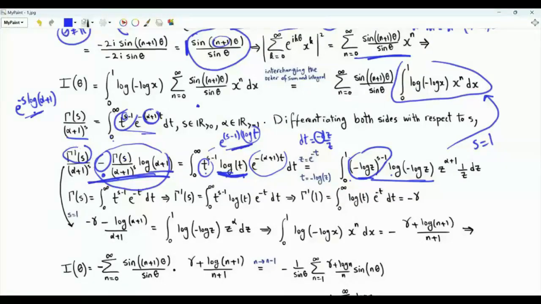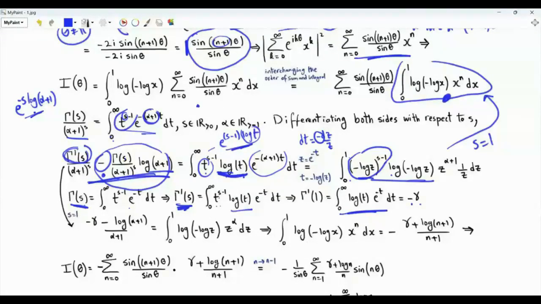To finish this part off, we need to find the first derivative of the gamma function evaluated at 1. Gamma of s is the integral from 0 to infinity, t to the s minus 1 e to the minus t dt. Differentiating both sides with respect to s, we get the first derivative of the gamma function equal to the integral from 0 to infinity, t to the s minus 1 log t e to the minus t dt. If s is 1, then we have this integral here, which is equal to minus gamma, the Euler-Mascheroni constant. The first derivative of the gamma function at 1 is equal to minus gamma.